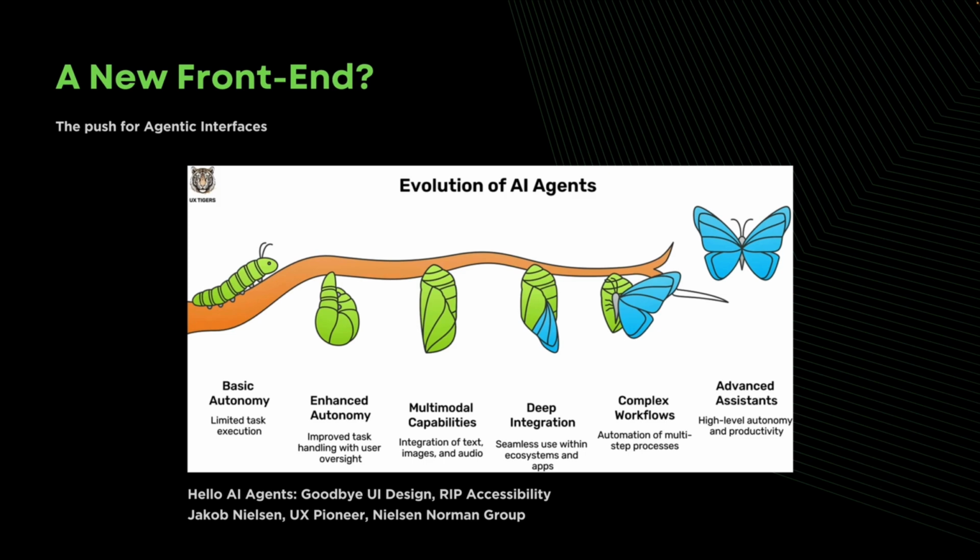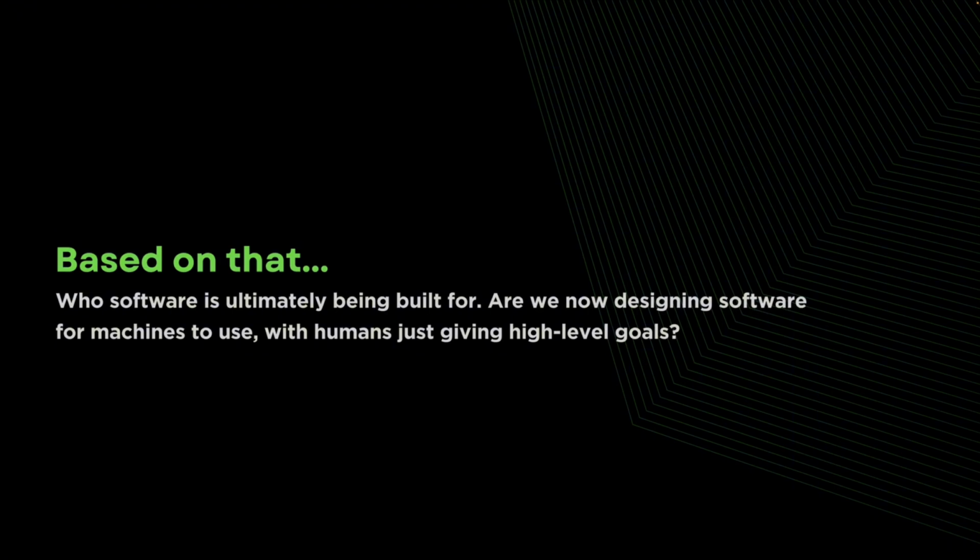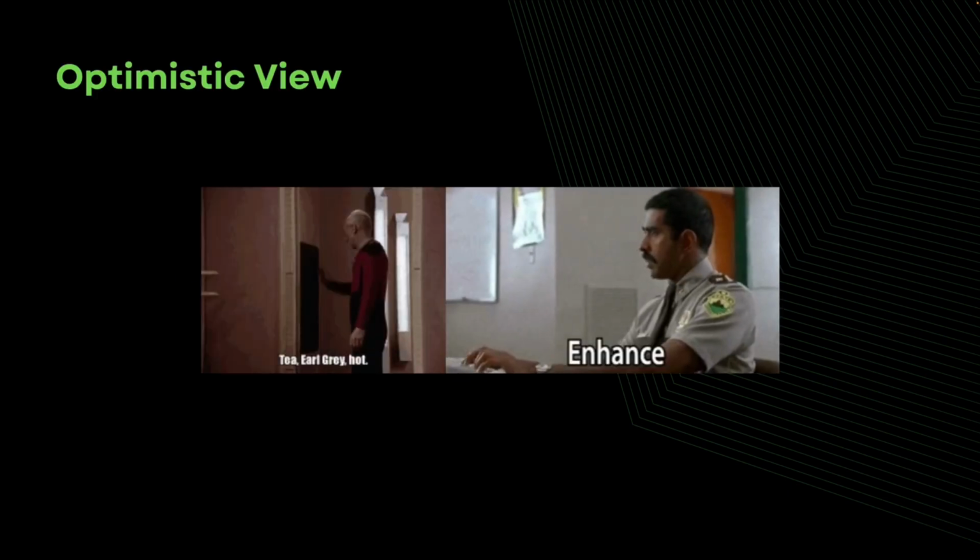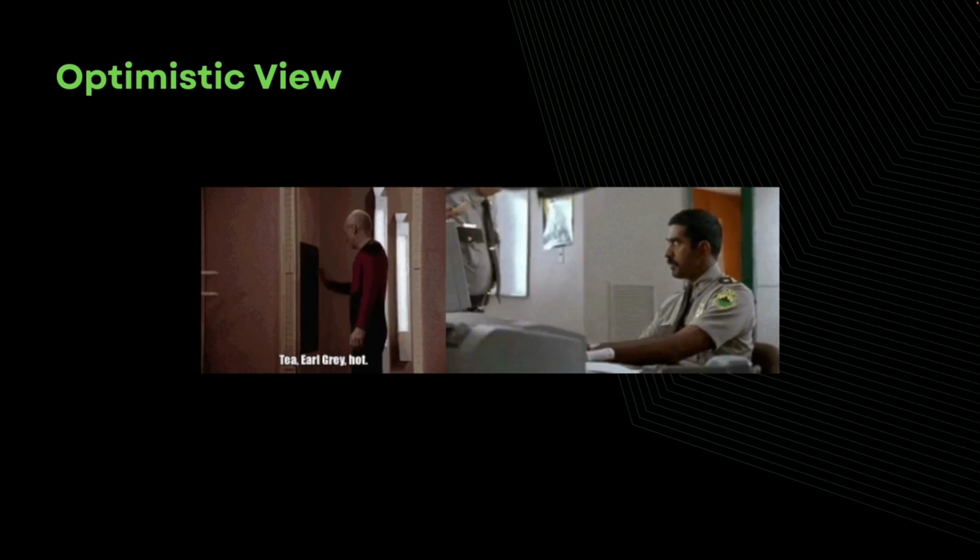He continues with this evolution of AI agents, how things started from basic autonomy with limited task execution into becoming, soon enough, capable of doing complex workflows and advanced assistance. Some might say we're almost there. Some might say we're actually far from it. This also raises another question around who is software ultimately built for? Because as designers, most of what we have been taught to do was to be user-centric. Now the question is, are we designing software for machines to use with humans just giving these high-level goals? It is a very optimistic view, what we have seen from Jakob Nielsen and others.